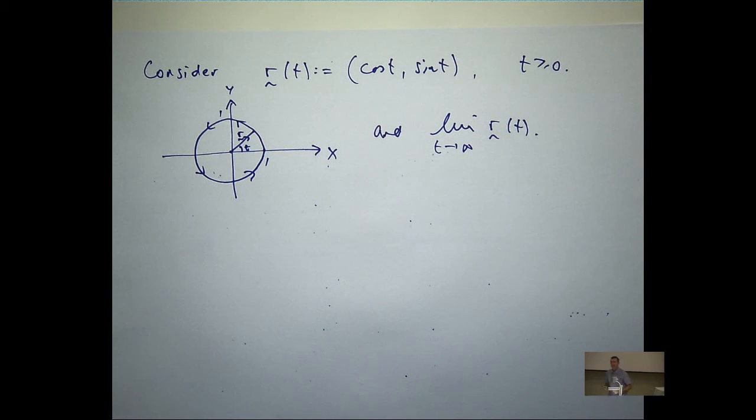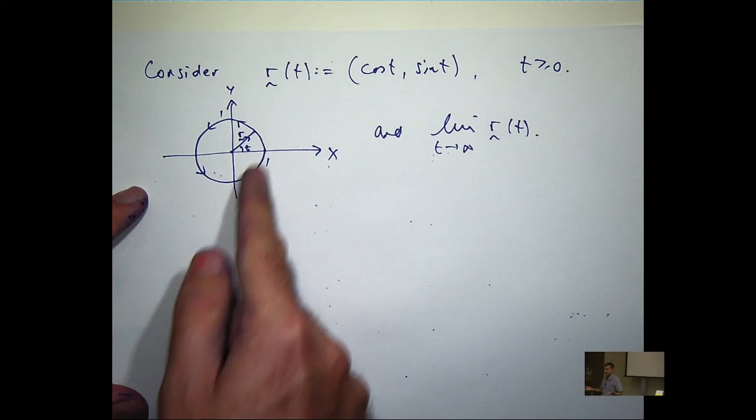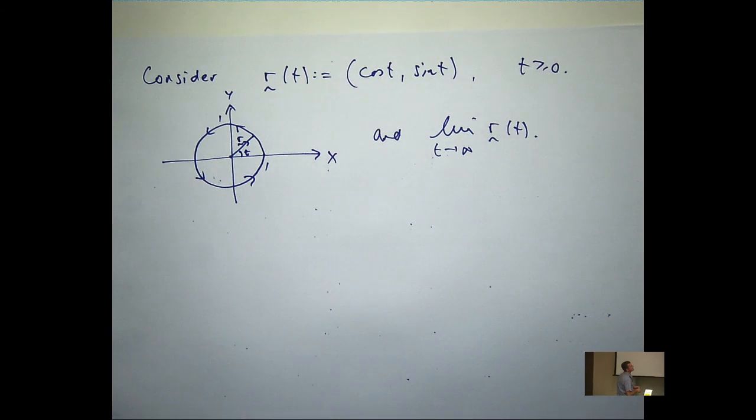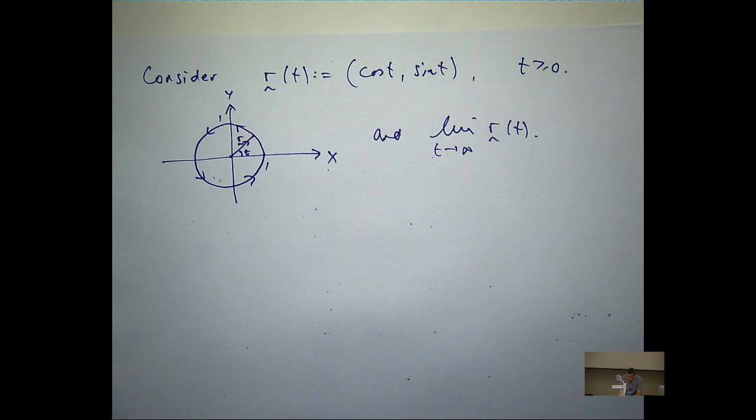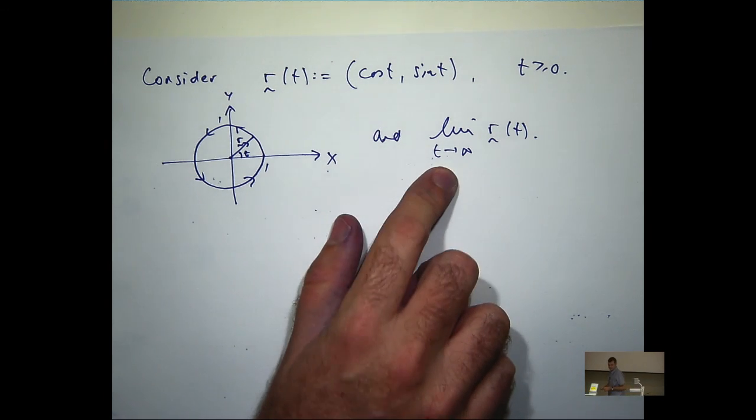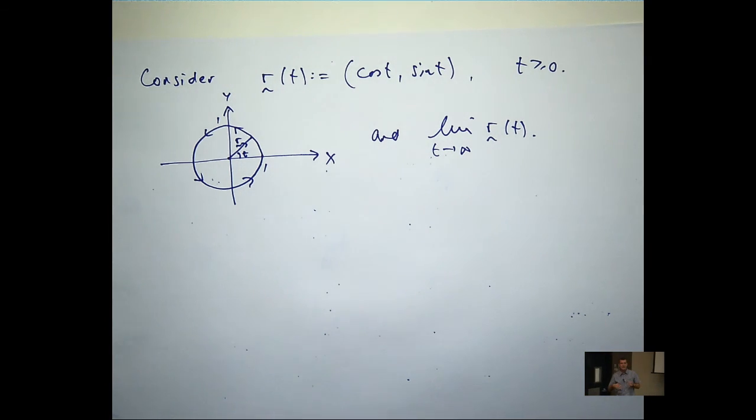Now, what's going to happen as t increases? The thing just goes round and round and round. It doesn't approach a particular point in the plane, right? Geometrically, this thing's just going round and round, and it's not approaching any point in the plane. Yes, but we're talking as t approaches infinity now, right? So I guess what I'm trying to do here is just give you some intuition without formally defining what we mean by a limit as t goes to infinity.